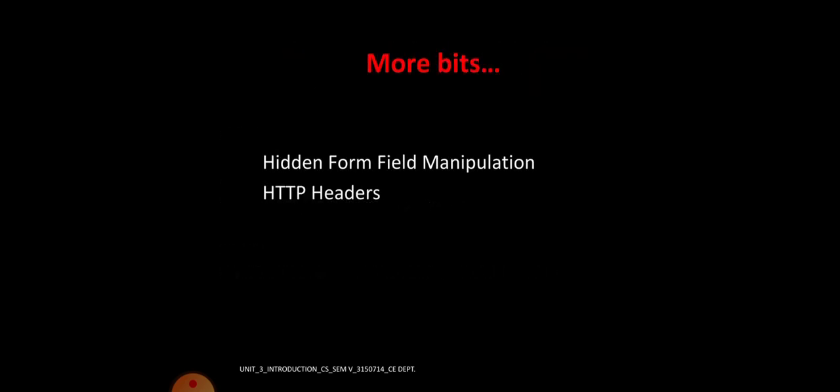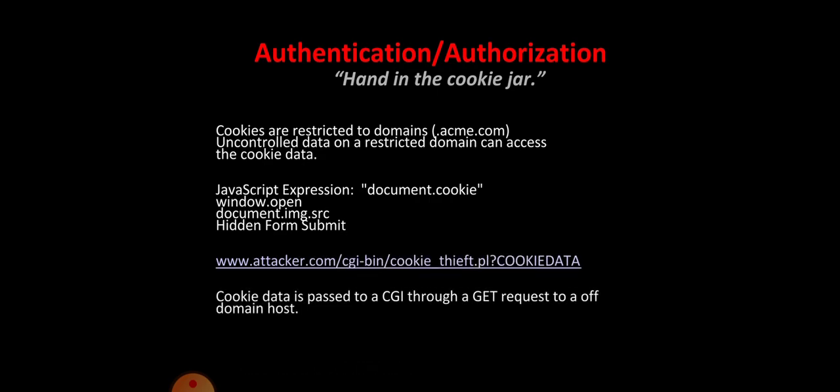Hidden form field manipulations and HTTP headers. Authentication and authorization, handling the cookie jar. Cookies are restricted to domains. Uncontrolled data on a restricted domain can access the cookie data. JavaScript expressions: document.cookie, window.open, document.image.source, the hidden form submit. Here we see the URL and cookie data passed to a CGI or a GET request to an off-domain host.